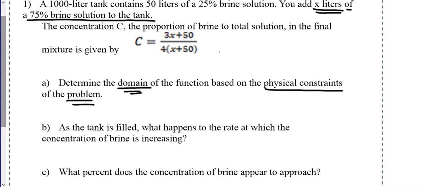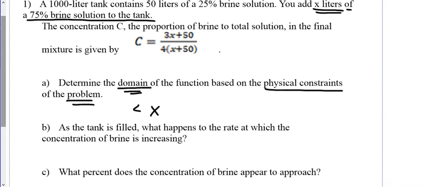All right. First off, what could be plugged in here? If you have a 1,000-liter tank that contains 50 liters of the 25% brine solution, and you add X liters of the 75% solution, the question is, what can you add to the mixture? Well, for example, can you add a negative value? Given X, can you have any negative values? The answer would be no. You can't add a negative amount of brine solution to this mixture.